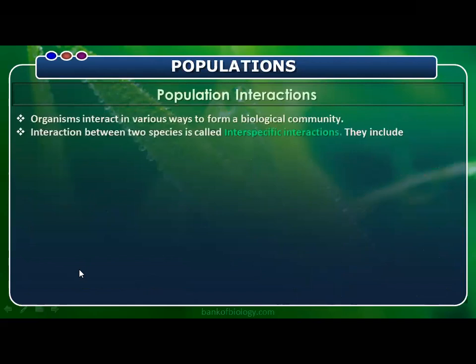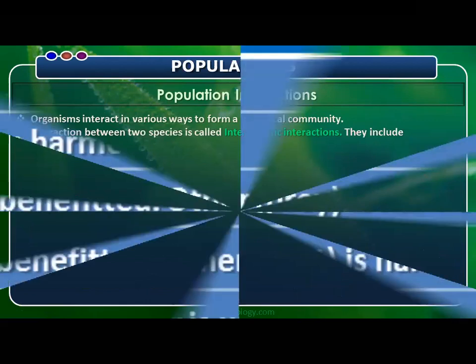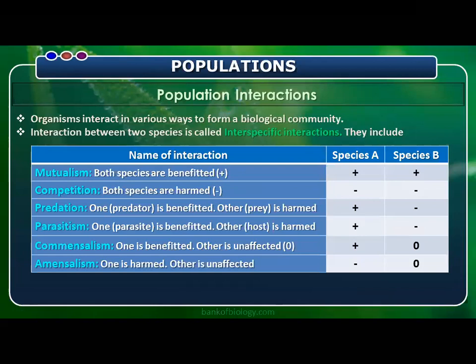So, organisms interact in various ways to form a biological community. Interaction between two species is called interspecific interaction, like mutualism, competition, predation, parasitism, commensalism, amensalism. We'll discuss population interactions in the next class.